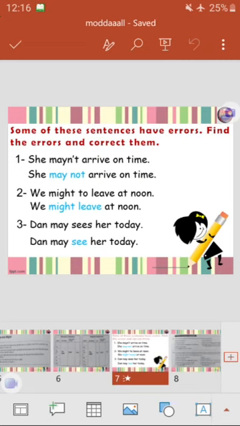And number 3: Dan may sees her today. Where's the mistake here? It's the S in the verb see. Why? Because we said after the modal verbs, we use the base form or the infinitive form of the verb. So we don't add anything to the verb. So it will be: Dan may see her today.